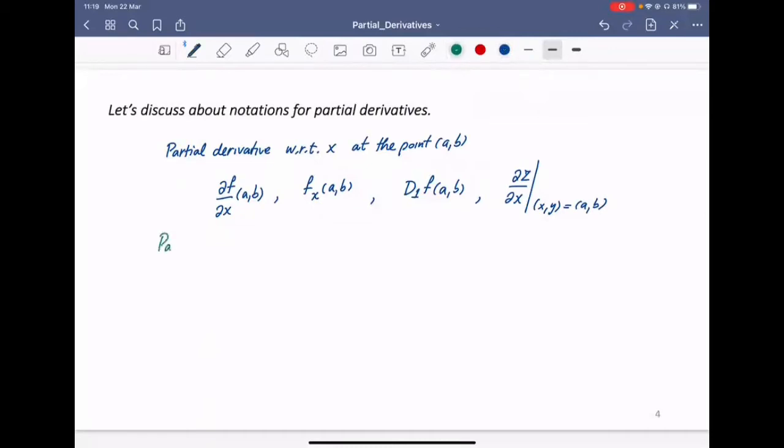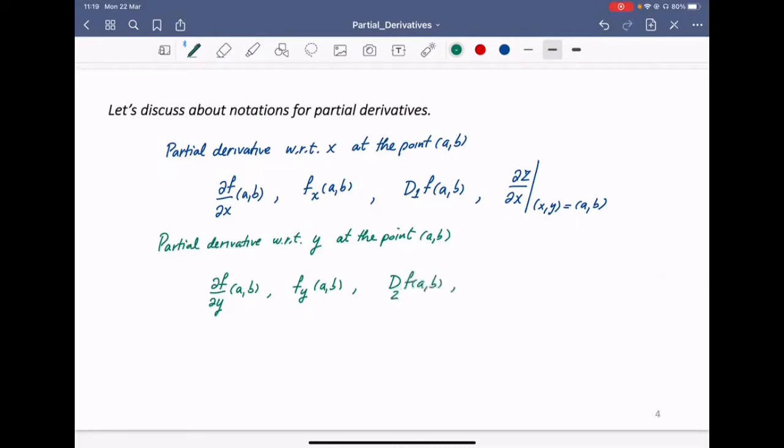For y, you're going to have the partial derivative with respect to y at the point (a, b). This is going to be curl f by curl y, right? And then at the point (a, b), and then f subscript y at (a, b). Or you have the subscript 2 on f at (a, b). Or you have curl f over curl y at the point x, y equal to (a, b). Those are the same notation. It means the partial derivative with respect to y. So this is all the theory. We're going to start doing examples soon.